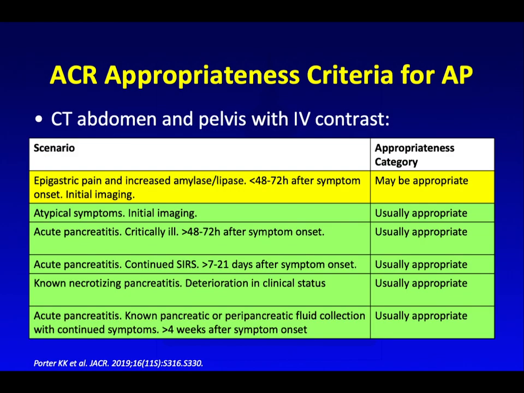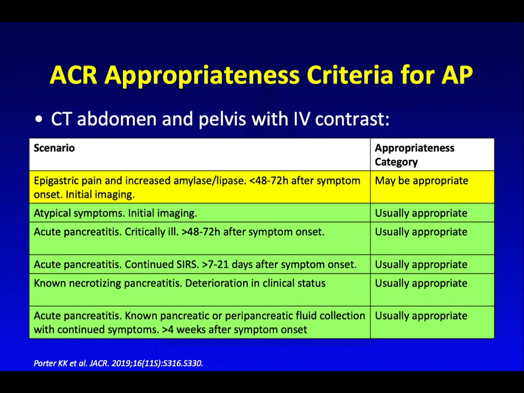So generally, CT abdomen pelvis with intravenous contrast is rated very highly in the ACR Appropriateness Criteria. In most scenarios, it is rated as usually appropriate. The only scenario that they downgraded a bit to just maybe appropriate is the scenario with epigastric pain and increased amylase and lipase less than 48 to 72 hours after symptom onset.